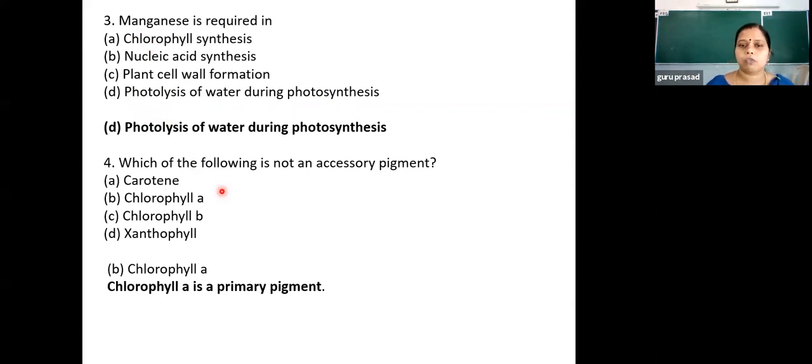Clear? Next. Which of the following is not an accessory pigment? Carotene, chlorophyll A, chlorophyll B, xanthophyll. We have discussed this also, right? Among all the pigments, chlorophyll A is the major reaction center. It acts as the major pigment which absorbs the maximum amount of energy, and it acts as the reaction center. The remaining three are accessory pigment molecules. So the correct option is chlorophyll A is not an accessory pigment. It is the major reaction center pigment.